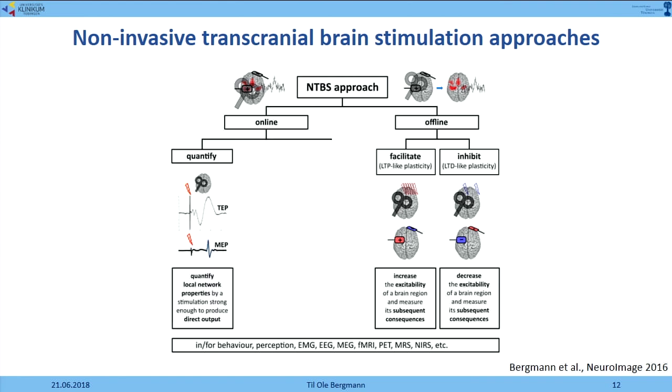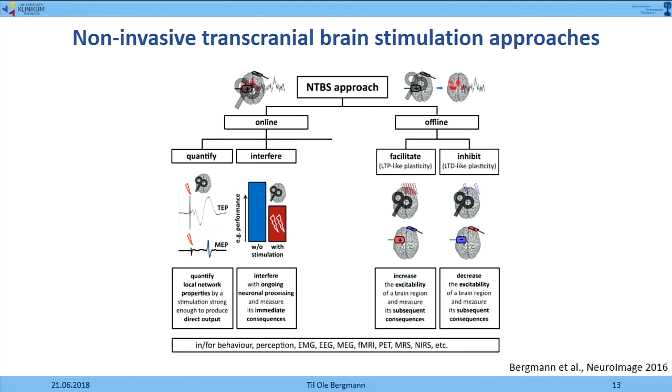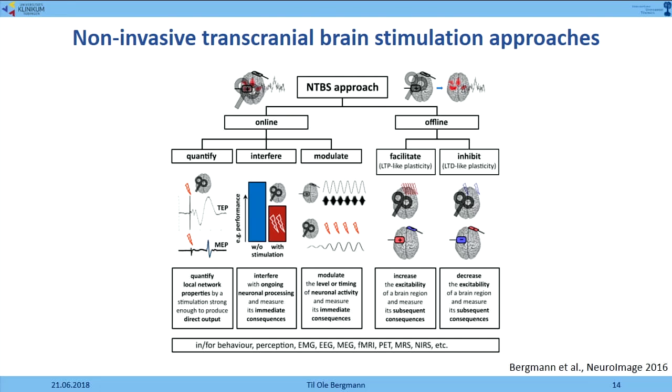And also the online approaches come in 3 different flavors. You can quantify brain activity, stimulating networks strong enough to provide a direct output. You stimulate the motor cortex to get this motor evoked potential, the MEP, or for other brain regions you would get at least a TMS evoked EEG potential. You can interfere with task-related but also spontaneously ongoing activity in the brain, or you can just more gently modulate it using, for example, rhythmic TMS or TACS to modulate the timing or to entrain, to use a strong word, neuronal activity.